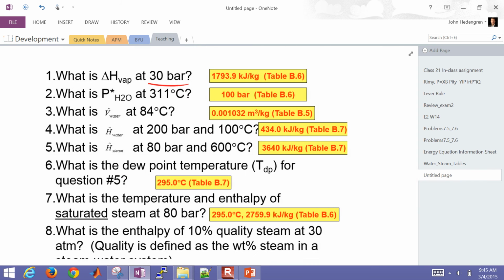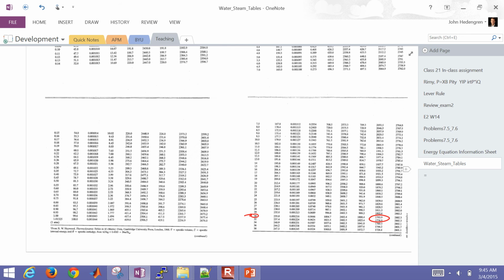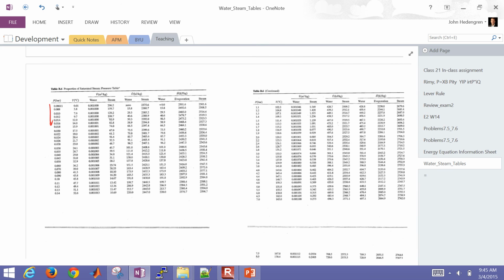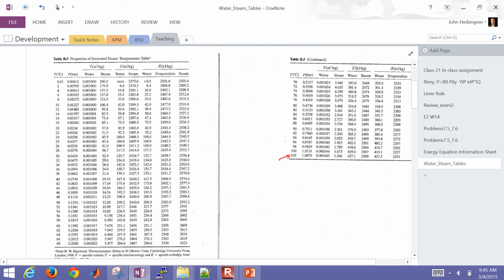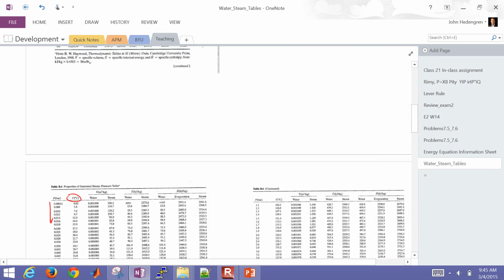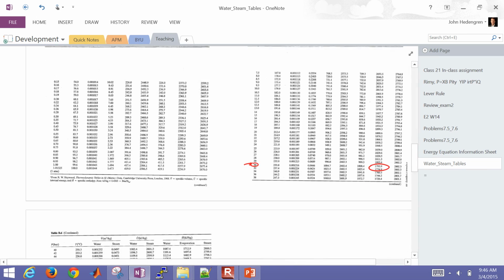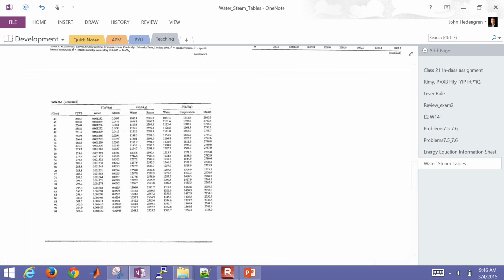What is the vapor pressure at 311 degrees Celsius? Again, this is saturated water. We can use table B5 or B6. Let's go back there and take a look at it. So 311 degrees Celsius. These are in Celsius right here, and if I went back to B5, you see that it doesn't go up to a high enough temperature. So let's go on to B6 and look for 311.